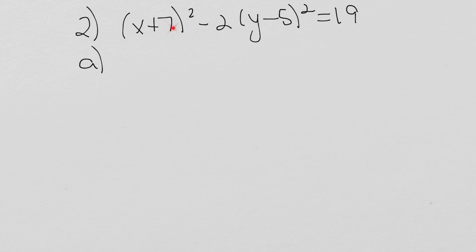Since we have an x squared term and a y squared term, we know this is not a parabola. And since we are subtracting the y squared term from the x squared term, we know that this is a horizontal hyperbola.